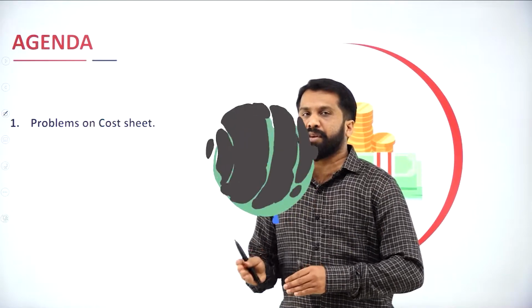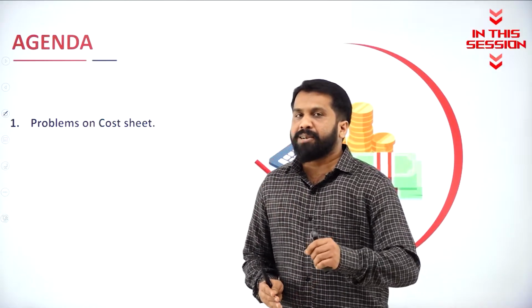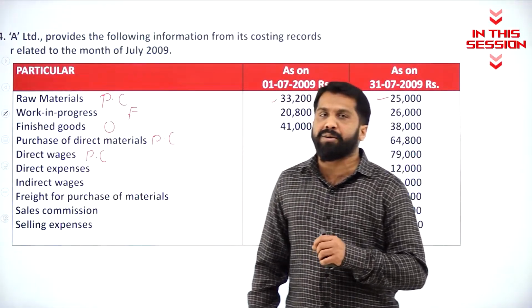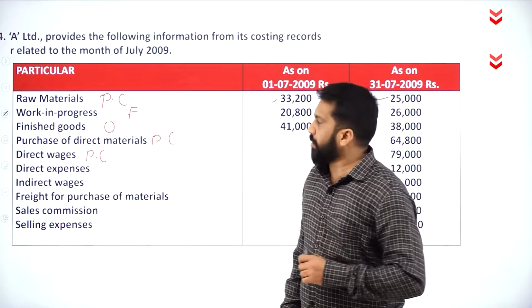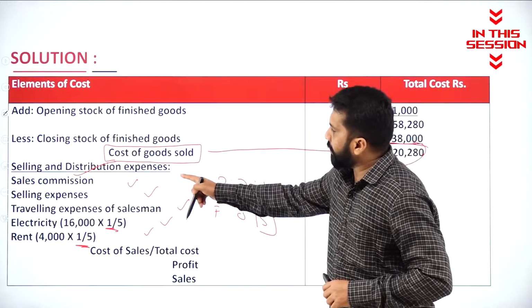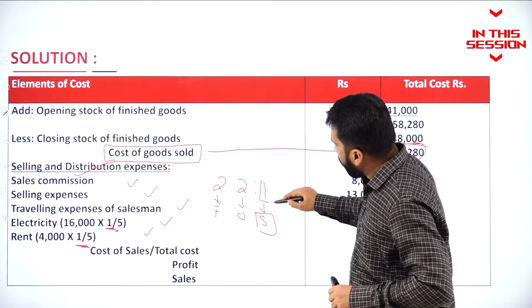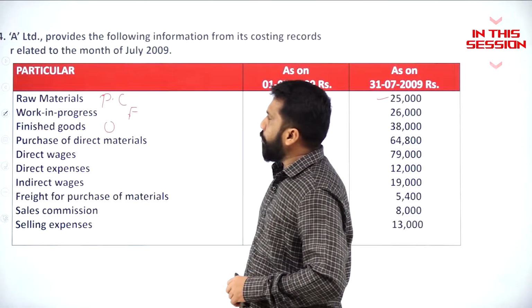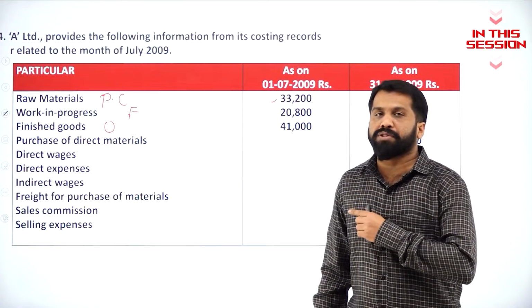Along with cost sheet, while doing problems, we will understand concepts also. If you find the word direct, always goes to where? Prime cost. If you are calculating selling and distribution, we should go for one ratio. Finished goods comes under office. This is always you are supposed to remember.